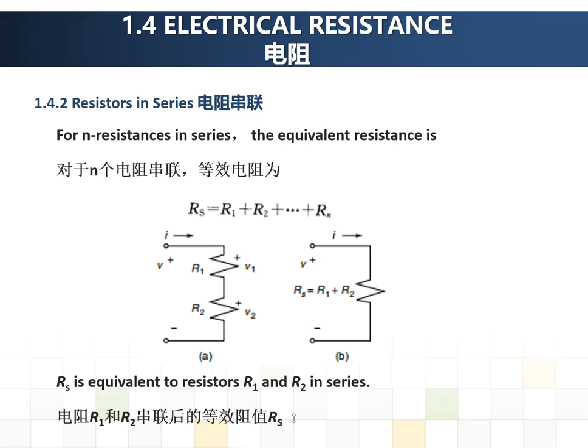Section 1.4.2, resistors in series. If we have N resistors in series, the equivalent resistance Rs is equal to R1 plus R2 plus so on up to Rn. Let's look at this graph. Graph A shows two resistors in series. The equivalent resistance is equal to R1 plus R2.